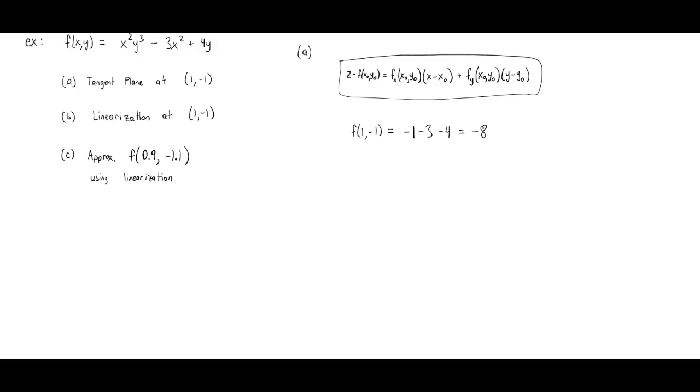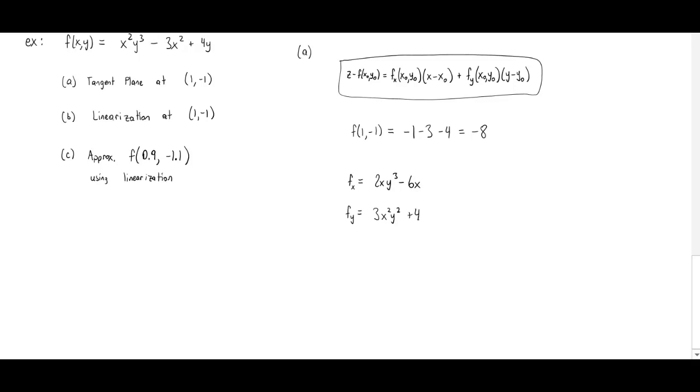Next, we need the partial derivatives as well. So next, let's get fx. All right, who can tell me the partial derivative with respect to x? 2x y cubed minus 6x. All right, good. Let's also get the partial with respect to y. x squared, 3y squared. Okay, x squared and 3y squared, good. Plus 4. Yes, okay. So we have the partial derivatives, that's good.